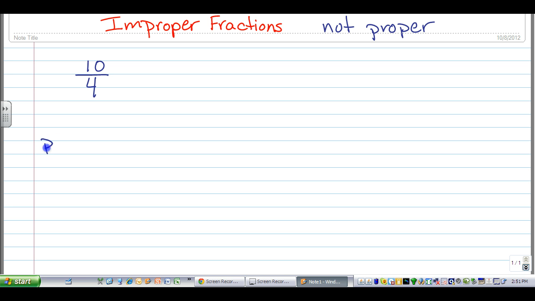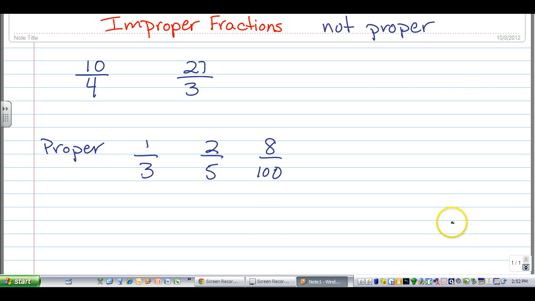A proper fraction is simply where the numerator is smaller than the denominator. Okay? Those are proper. Improper, where the numerator is larger than the denominator. Okay. So what do we do with these improper fractions?